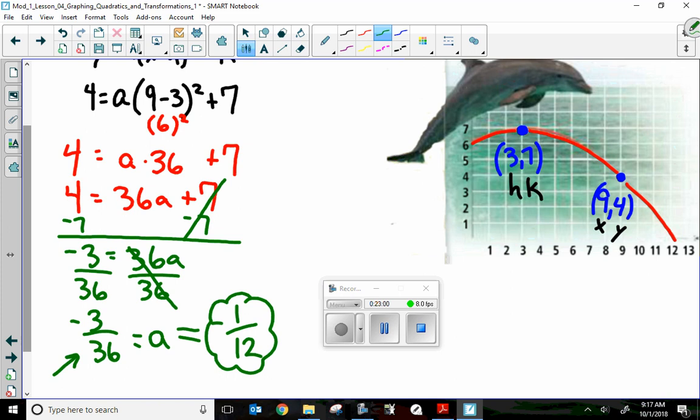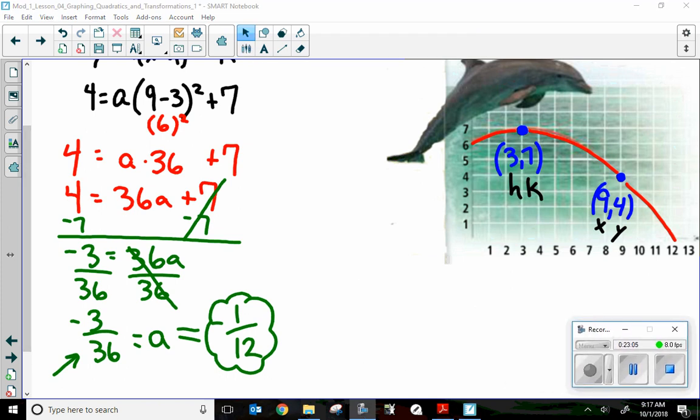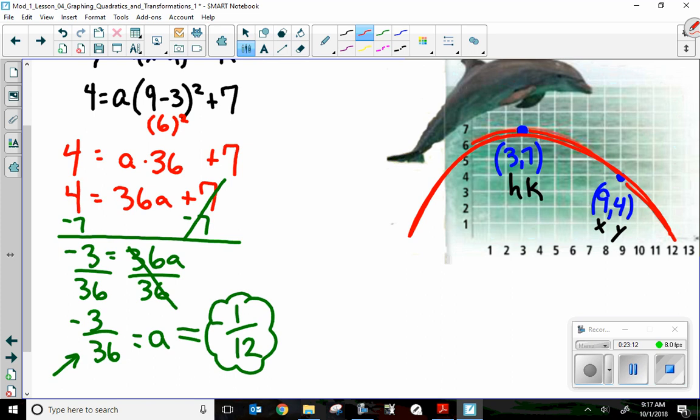Stop. Now, my A value is negative. Does that seem right? Yes, because this thing opens down. So it should be negative. That's good. Let's just plug our A, our H, and our K back into the equation. So I get Y equals my A value, negative 1/12 times X. I flip the H value, squared, and then I have the K value.